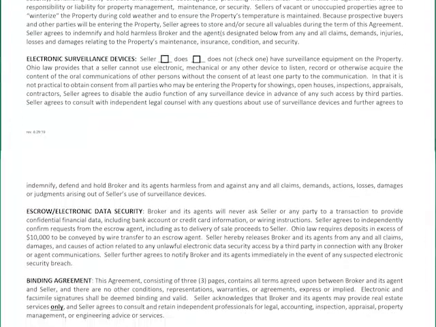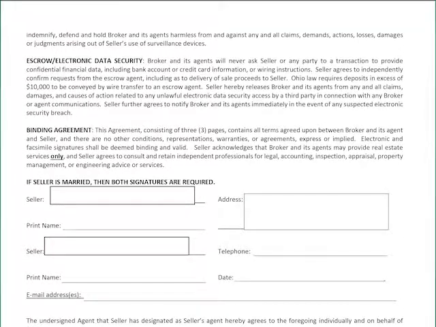Lastly, it says it's a binding agreement. And this is a binding agreement, and if they have any questions about it, they should consult an attorney. You get down to the end to where they sign it, and you sign it as well.